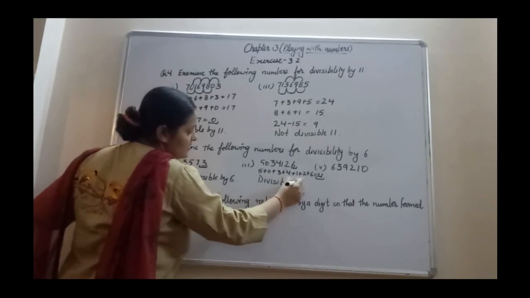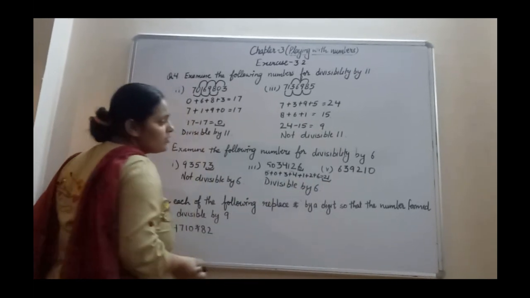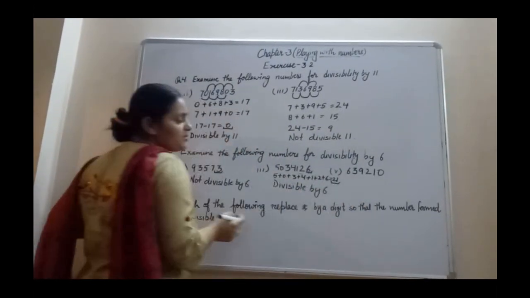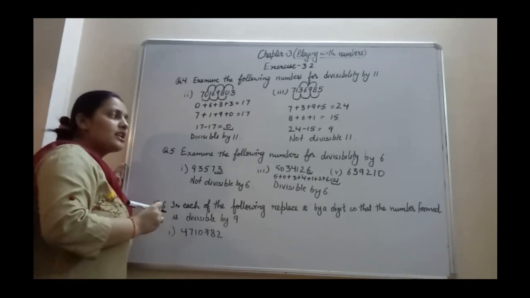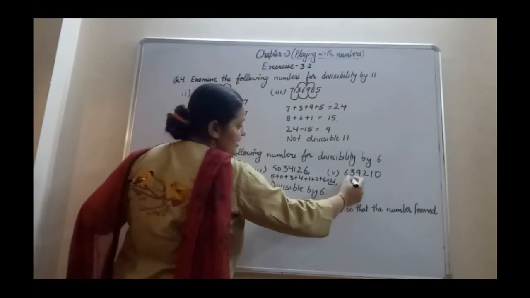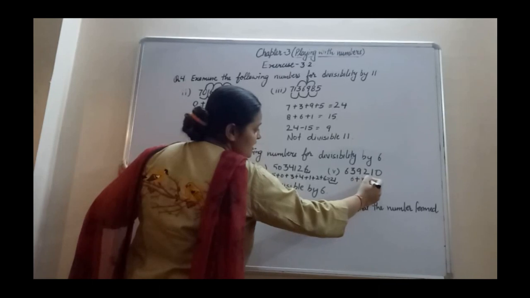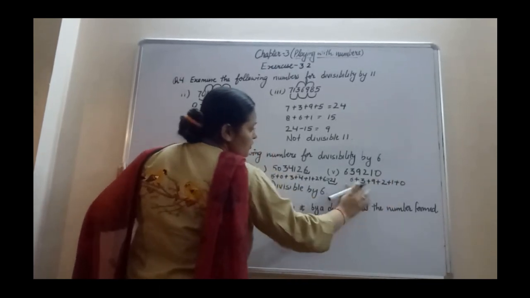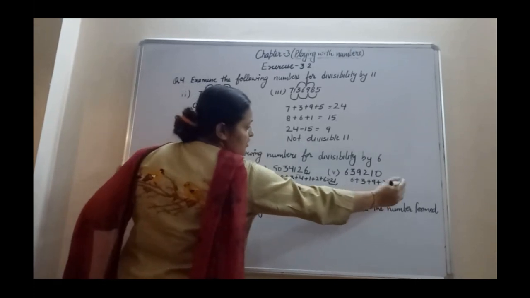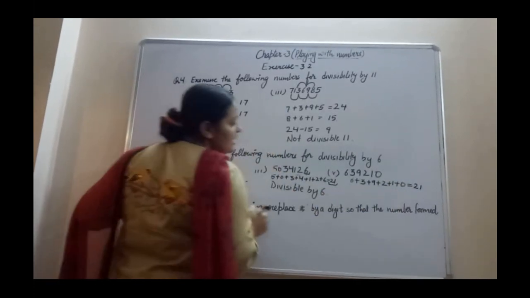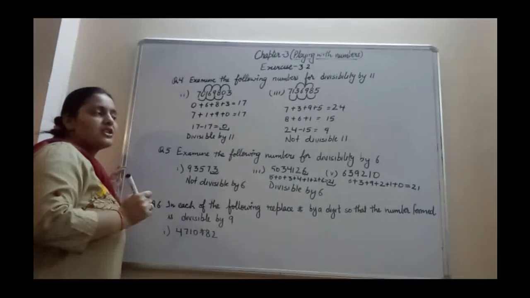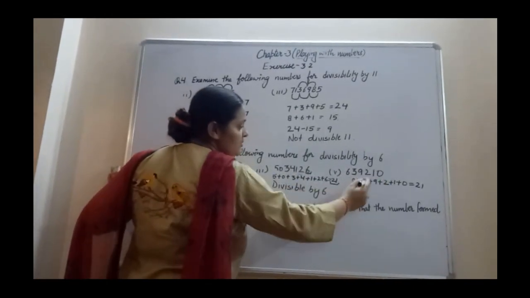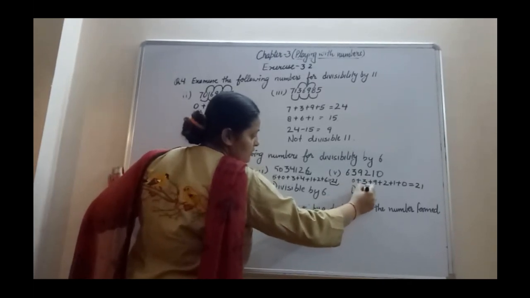Divisible by 6. Now for the last number, again this has 0 at the last place, so it is divisible by 2. Now let's check by adding all the digits whether it is divisible by 3 or not. So 6 plus 3 plus 9 plus 2 plus 1 plus 0: 9, 18, 20, 21. Again 21, and 21 is divisible by 3. It means this number is also divisible by 3. So this number is divisible by both 2 and 3, so this number is divisible by 6 also.